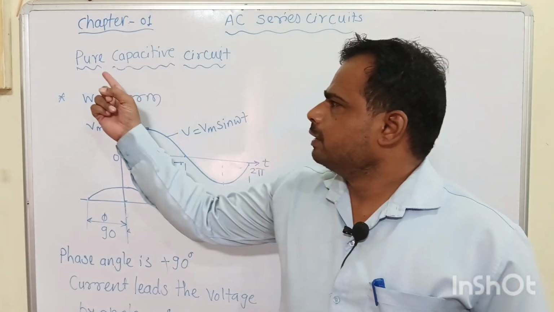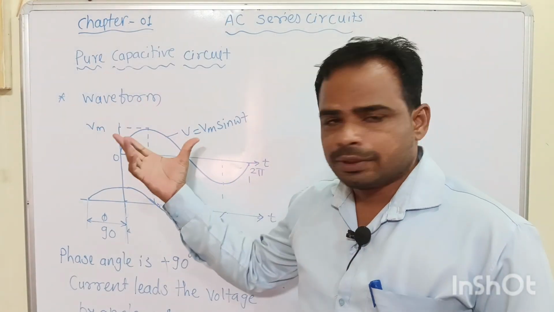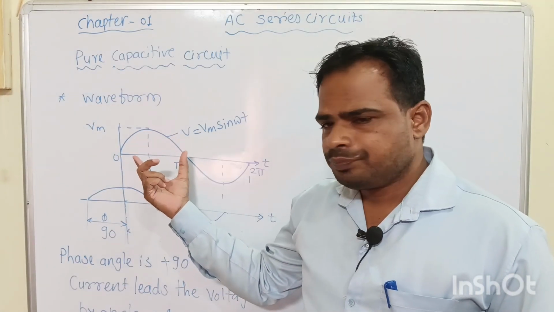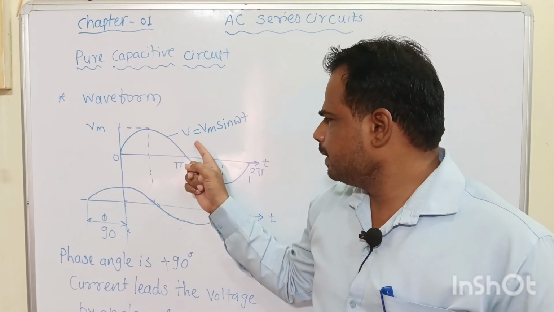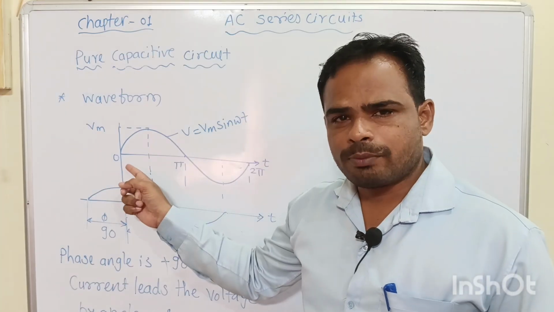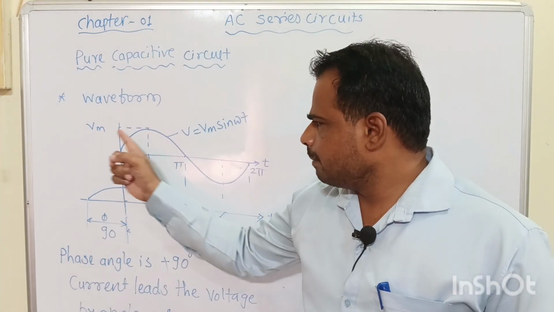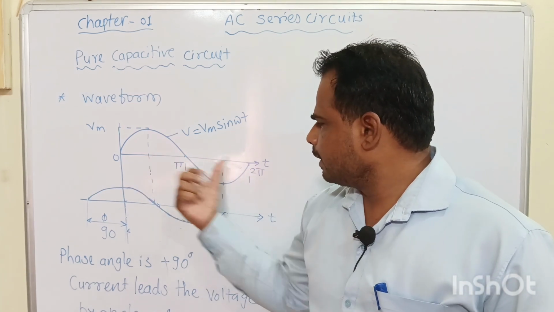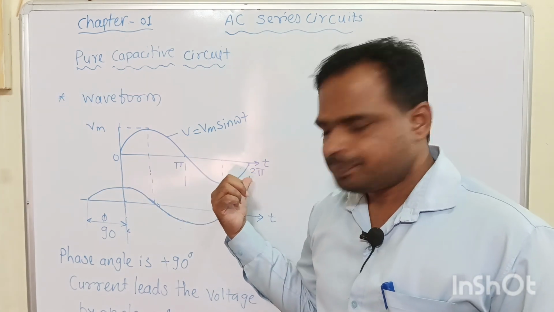Let us see the waveform of the pure capacitive circuit. See here, this is the pure capacitive circuit. Here is the voltage waveform. There is no change in the voltage waveform. V is equal to Vm sin omega t. It starts from 0, and this is the maximum voltage. The total time required for completing a cycle is 2 pi.